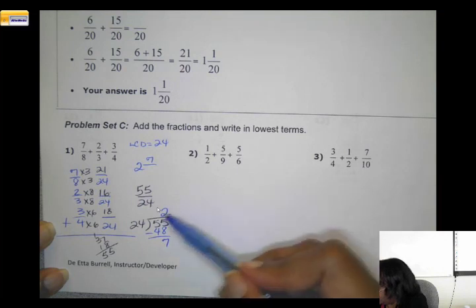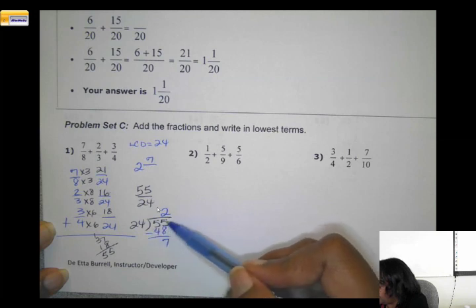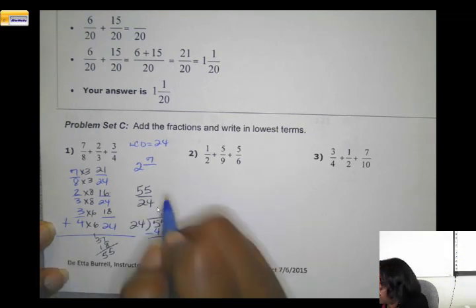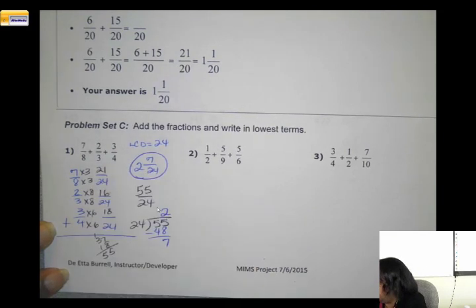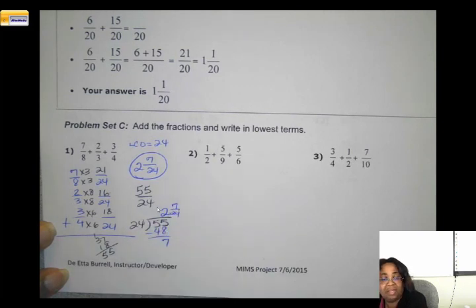49, 24 times 2 is 48. And then when I borrow, I have 15 minus 8 gives me 7. So I'm getting 2 and 7/24 as my answer. 2 and 7/24 because 7 is my remainder and 24 is my denominator.